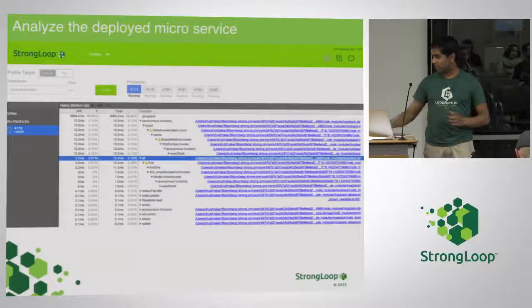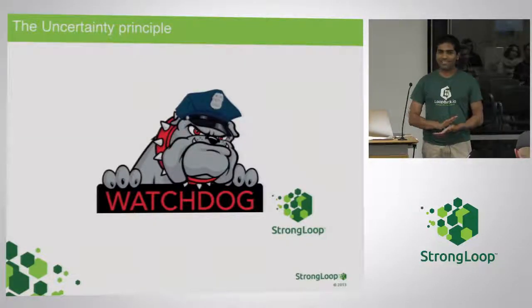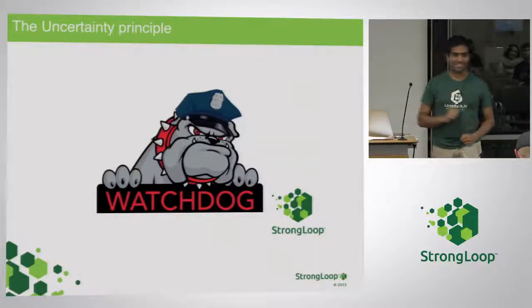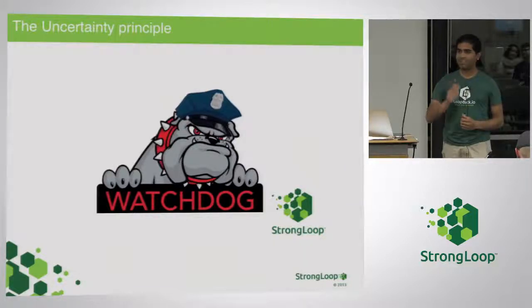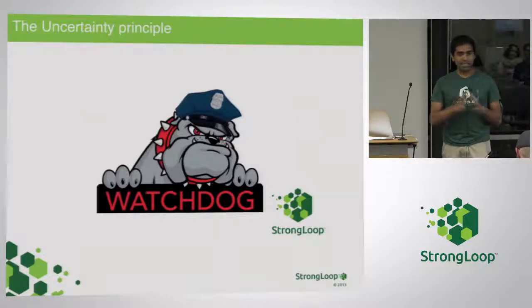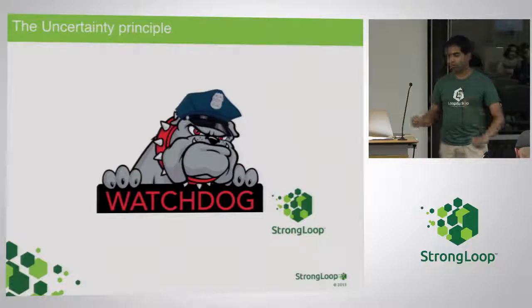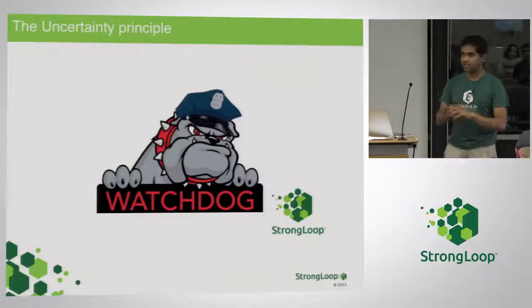That's good. But there is the uncertainty principle, which says you can either know where it is, or what it is, momentum or location, right? So in this case, it never breaks when you're looking. So we have a tool called Watchdog. Watchdog will basically keep an eye on your loop time. So it takes how much time each event loop takes to run. And depending on what threshold you set, if it goes beyond a certain limit, it'll actually capture the CPU snapshot for you. So when something bad is happening, it will tell you what is happening.